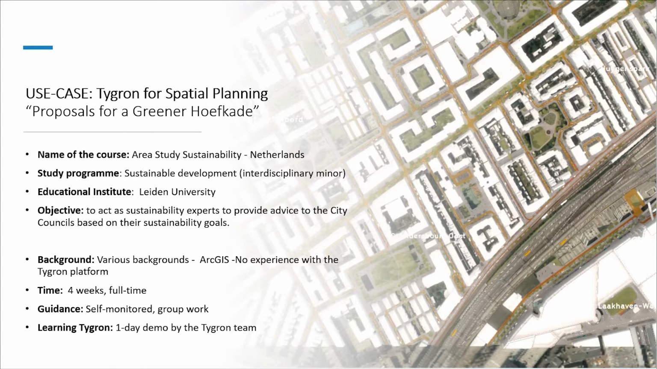Within 4 weeks, they had to find out how more greenery and other climate adaptation measures could be incorporated into the Hofkade neighborhood to mitigate heat stress and flooding, while taking into account the opinions of residents and local employees. So within 4 weeks only, the team learned how to use the Tygron platform and created a full advisory plan for a greener Hofkade neighborhood. But how did they do that?